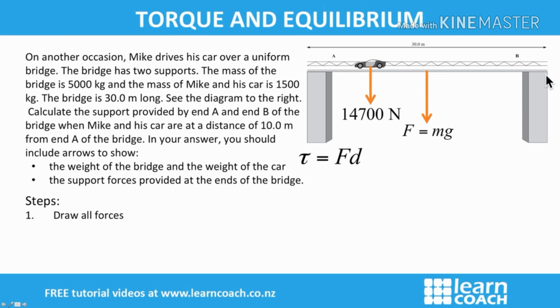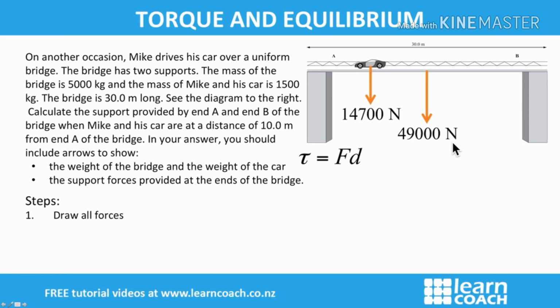Now this always acts in the exact center of the bridge, or the center of the plank, or whatever you're talking about. But smack bang in the center is where the weight exists. Now this force is given by the mass of the bridge multiplied by gravity. Say the mass of the bridge is 5,000 kgs, so 5,000 multiplied by 9.8 is 49,000 newtons.